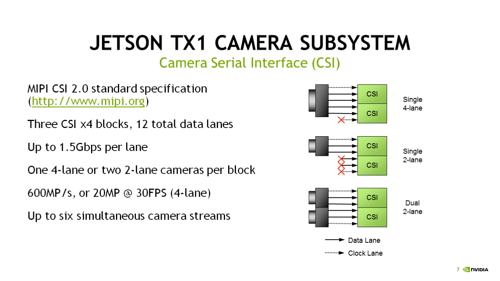TX1 provides three 4-lane CSI blocks, providing a total of 12 data lanes, each capable of up to 1.5 gigabits per second per lane, or 18 gigabits per second total. Each 4-lane block supports either a single 4-lane high-bandwidth sensor, or may be divided to support a single 2-lane or dual 2-lane sensors. A 4-lane sensor running at full bandwidth provides a 600 megapixel per second throughput limit, which is equivalent to 20 megapixels driven at 30 frames per second, while the flexibility to use 2-lane sensors provides for direct connection of up to 6 CSI transmitting camera sensors, all of which may be active simultaneously.